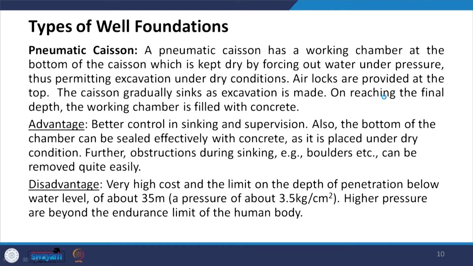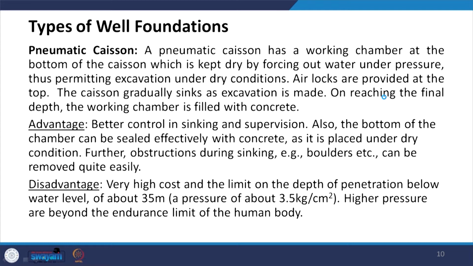So, those are the advantages of the pneumatic caissons, but there are disadvantages also. Very high cost, and a limit on the depth of penetration below water level of about 35 meter, a pressure of about 3.5 kilograms per centimeter square. So, it is high pressure. Higher pressures are beyond the endurance limit of the human body. So, it is difficult to increase beyond this pressure.